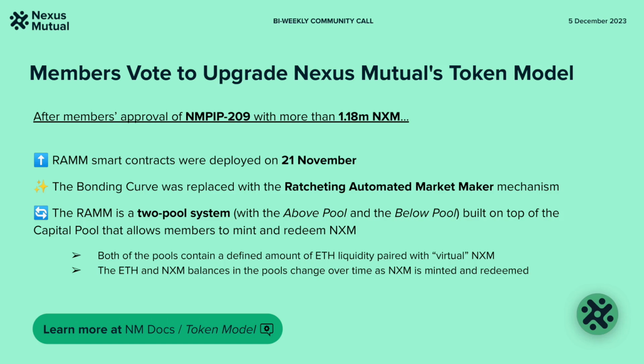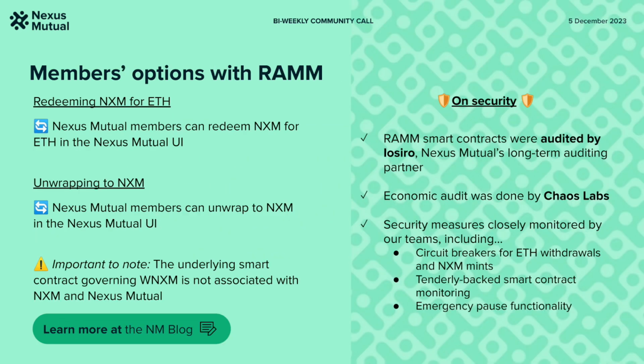I'll move on to the next slide. Now that the RAM is live, members can redeem NXM for ETH right in the Nexus Mutual user interface under the NXM section. On that page, you can redeem your NXM for ETH. There's also an option to unwrap any WNXM to NXM.